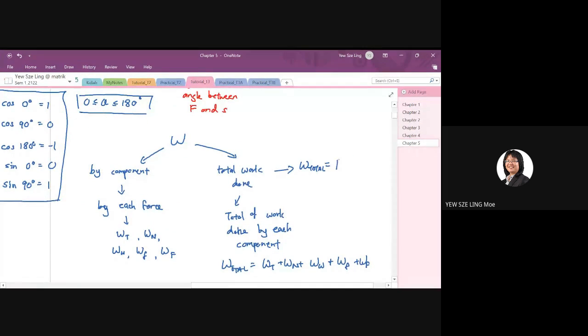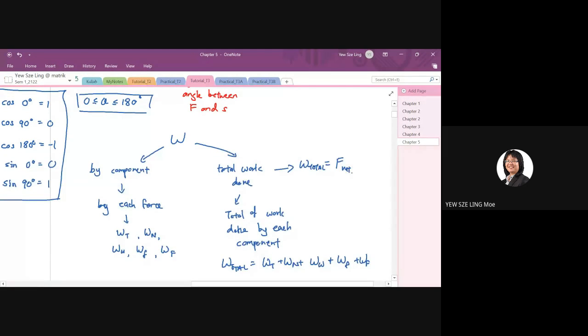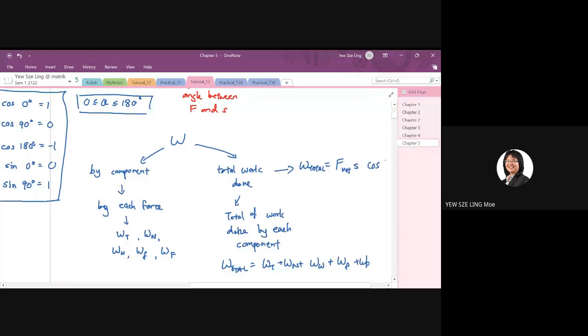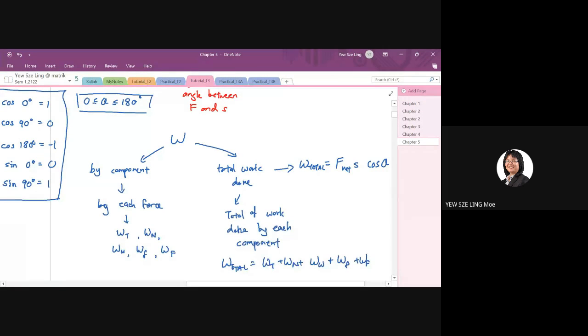Total force, your resultant force, F net, times S, and then cos theta. So this is the second method. Both methods you need to know, because sometimes the questions will ask you to use a specific method to solve it, or it can only be solved by one of these methods. So you must know both of them.